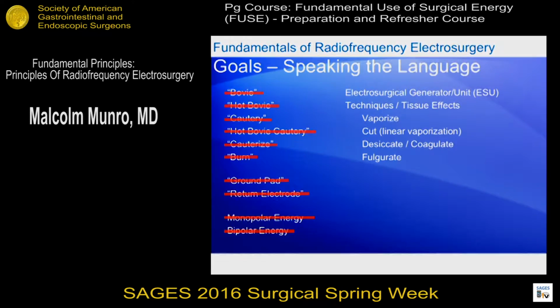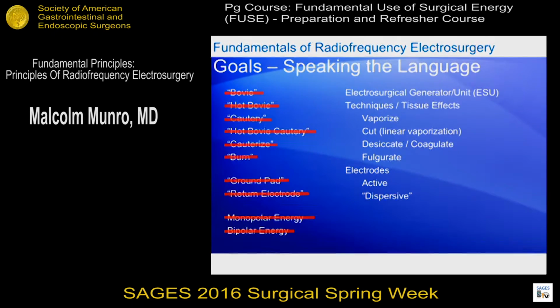What we want to get you to think about is what is the tissue effect that you are trying to create for purposes of propagating this surgical procedure. So you're either going to vaporize, or you're going to linear vaporize, which is what cutting is. You may desiccate, coagulate. You may be trying to fulgurate. Those are the words we want to hear you use, because that's what you're going to try to do with this energy.